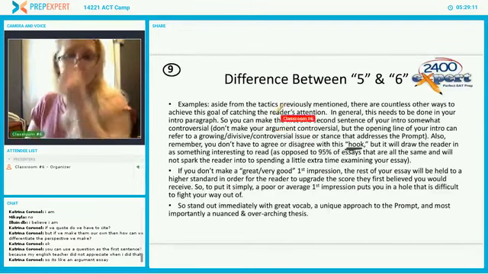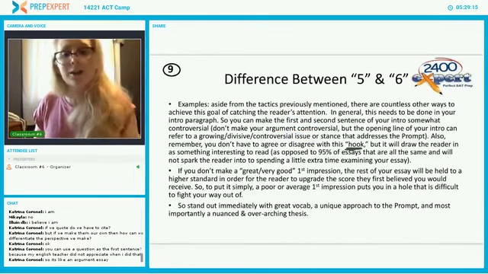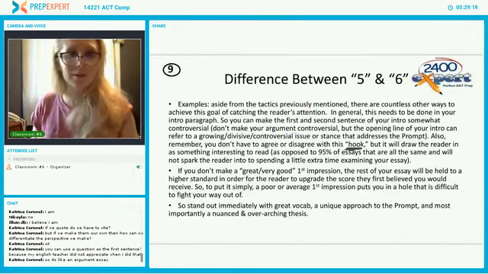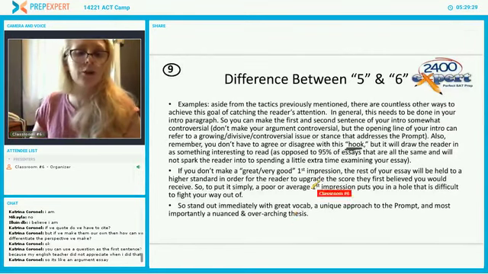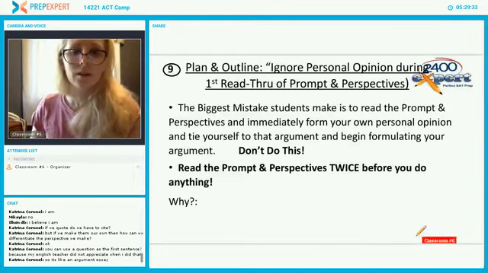So if you don't make a good first impression, remember your essay will be held to a higher standard to upgrade the score the grader originally thought you would receive. Basically, if you make a bad first impression, you put yourself in a hole that you have to dig yourself out of. So stand out immediately with great vocab, a unique approach to the prompt, and most importantly, a nuanced and overarching thesis.